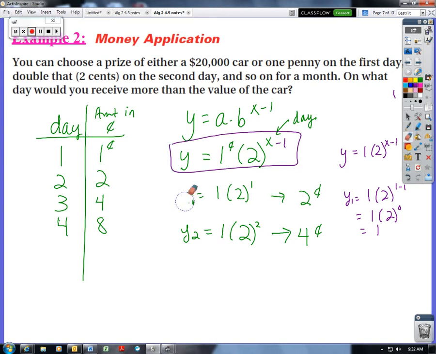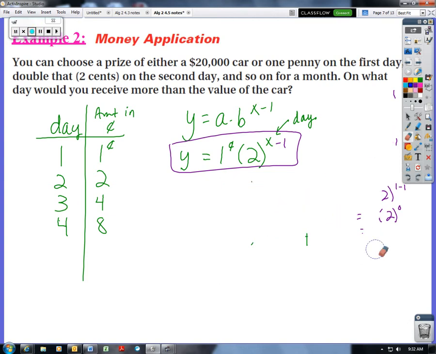So now I'm going to erase all this other stuff, now that we've got our equation, and we can do the problem. So it says, on what day would you receive more than the value of the car? Well, the car is $20,000. So how many cents is that? I want to keep everything in cents, I think it'll be easier that way, since this is in cents. Well, there's 100 pennies in a dollar, so you need to multiply 20,000 by 100, or in other words, add 2 zeros to it. So 2,000,000. So that ends up being 2 million pennies.